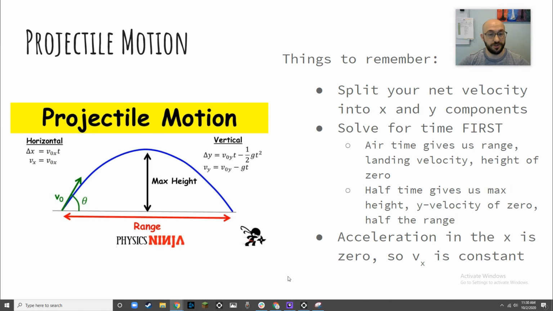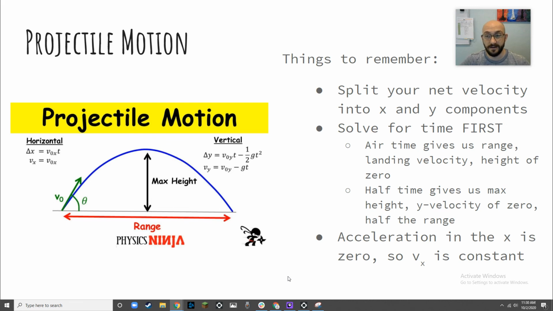We don't often use tangent, but it's important to remember that it is, in fact, there. All right, projectile motion. Here's a picture. It shows you basically everything you need to know. But here are the things to remember. You always start by splitting your net velocity into x and y components. So in this picture, the green initial velocity is the net velocity, magnitude and angle. You would split that into a Vx and a Vy using the equations from the last slide.